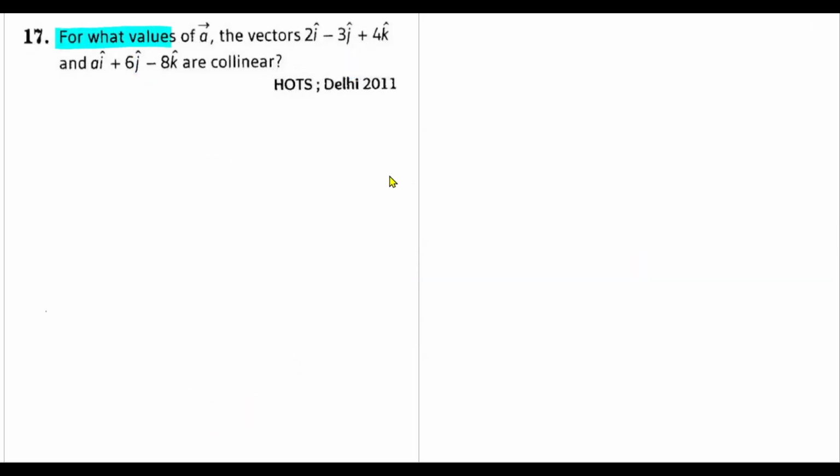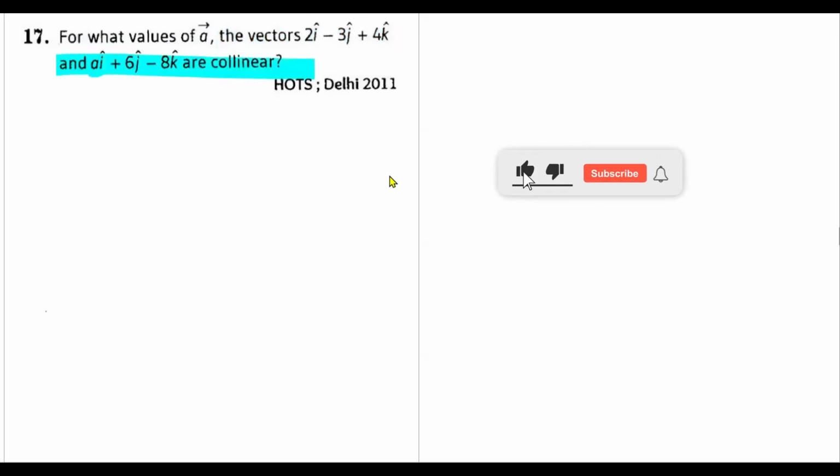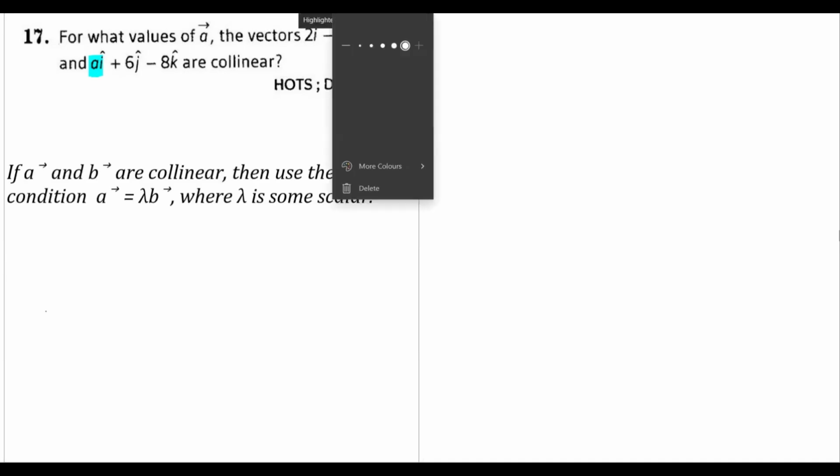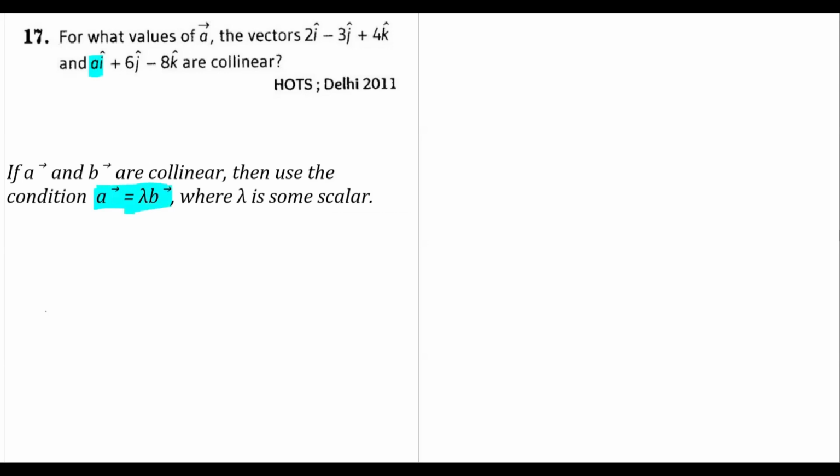In the next question, it asks what values of A. I think A is not a vector here, it is a scalar component for the vectors such that this and this are collinear. So what is the condition for two vectors to be collinear? Let me write it down. Two vectors are said to be collinear when vector A is lambda times B, where lambda is some scalar quantity. So I'm going to take this as A and this whole vector as the B vector here.